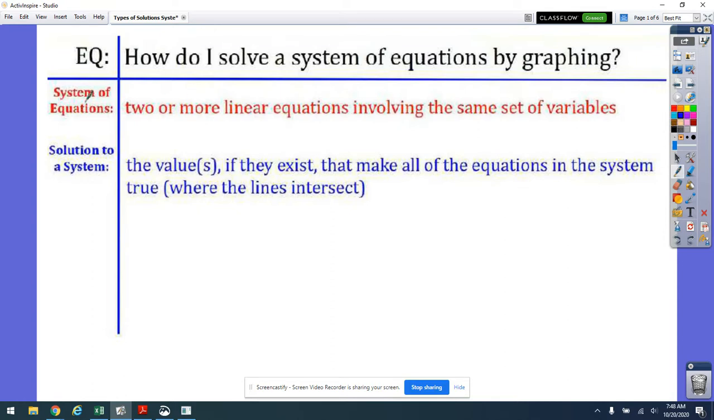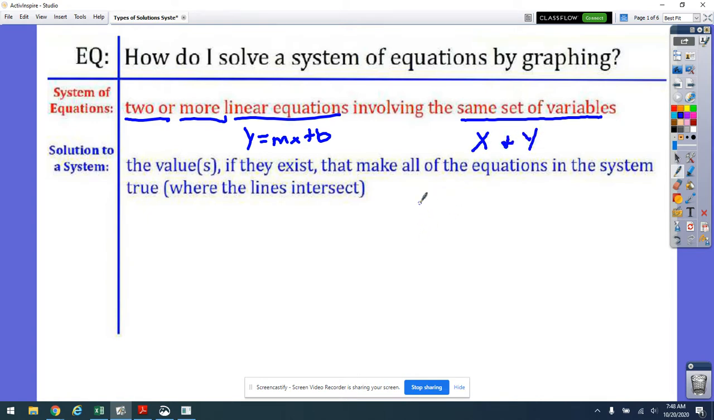So when we're talking about system of equations, it's when I have two or more of these linear equations. So these y equals mx plus b type equations, or in standard form, and then it's going to involve the same set of variables. So in our case, most times it's always going to be x and y. Okay, so what we're looking at is basically what is the solution of it.